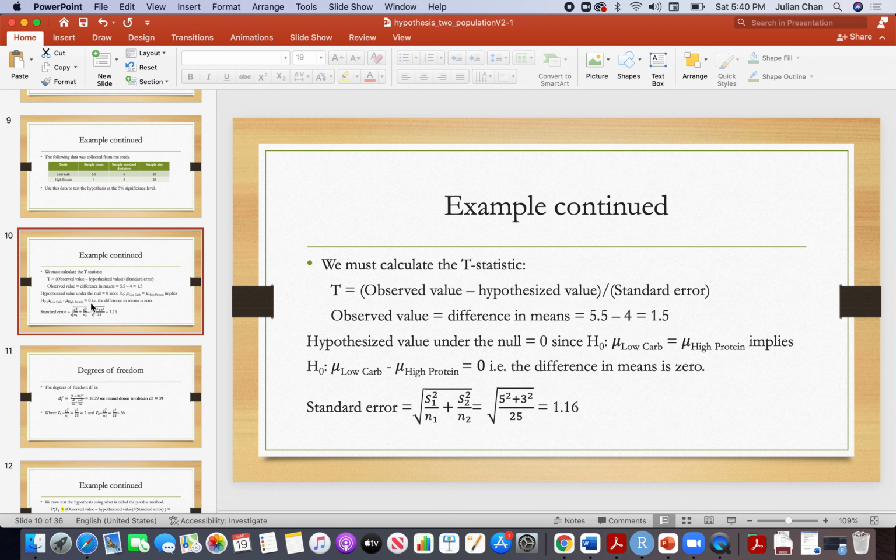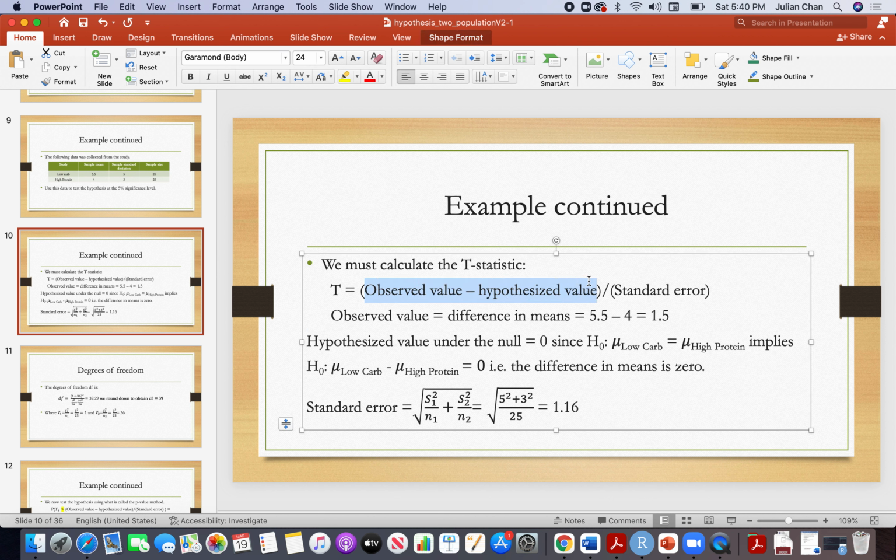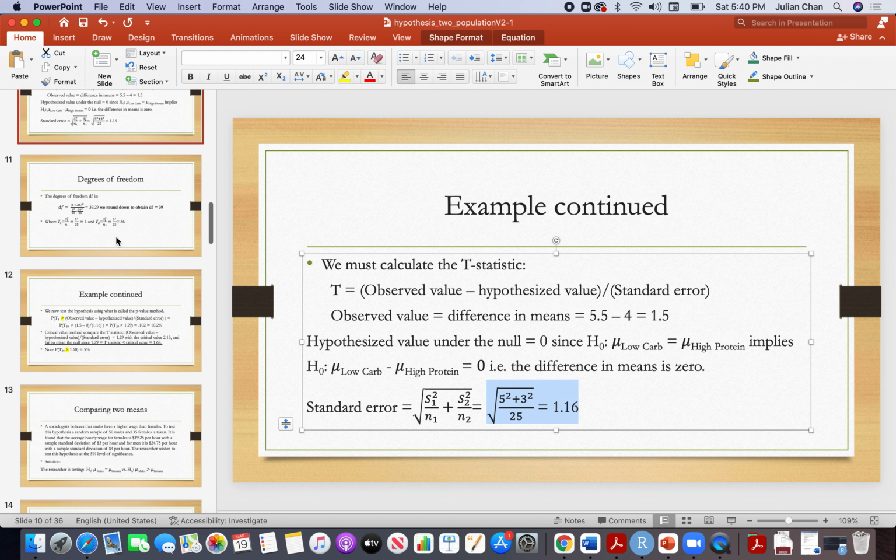Well, as we alluded to, you need to calculate the t-statistic. And the t-statistic is the observed value minus the hypothesized value, divided by our standard error. Our observed value is just the difference in means. Our hypothesized value is that they're equally effective. That's the null hypothesis. And now we have to compute our standard error. When we compute our standard error, we'll use this formula, and if we plug into the formula, we'll get this 1.16.